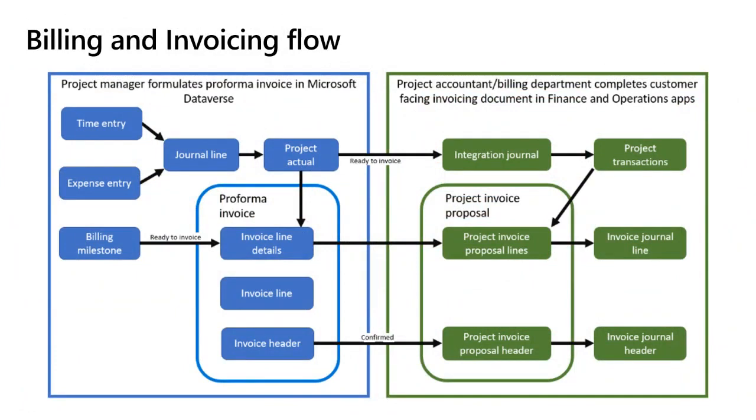This and the next slide will show you different process diagram perspectives of the billing and invoicing capabilities. This is a very high-level representation of how project operations enables the billing and invoicing flow. In a nutshell, everything that is ready to be invoiced is transferred from Dataverse to F&O through the integration journal and the proforma invoices. When posted on the finance side, cost and revenue are reflected in the project ledger, general ledger, and the respective customer ledger.